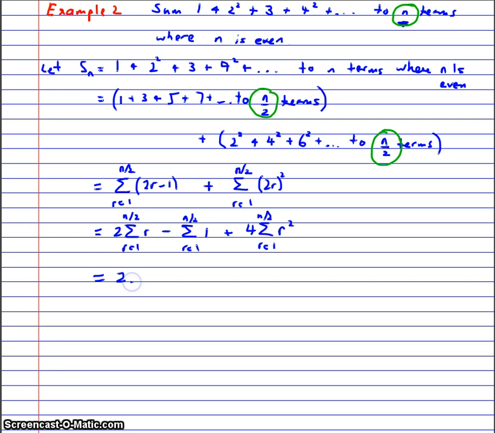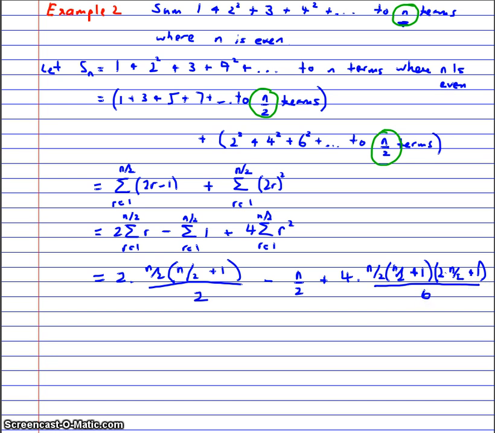So, we've got 2 at the front. n over 2, n over 2 plus 1, that's all over 2. Minus, for the sigma of 1, from 1 to n over 2, we have n over 2 times 1, which is just n over 2, and then 4, that's at the front, that's multiplied by n over 2 times n over 2 plus 1 times 2 times n over 2 plus 1, that's over 6.